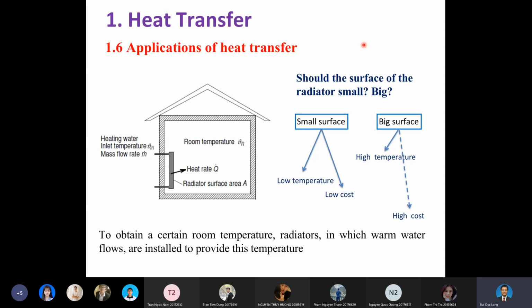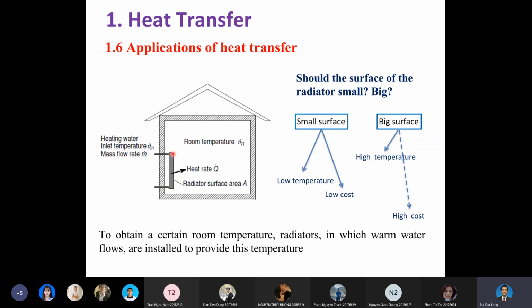So we will go through some specific problems with the design process, which involve heat and mass transfer. The first one we consider is a design application involving heat transfer. For example, we need to control or manage the temperature in a room. You can see this room has a temperature, for example T_R, and we have one heat exchanger or radiator here.